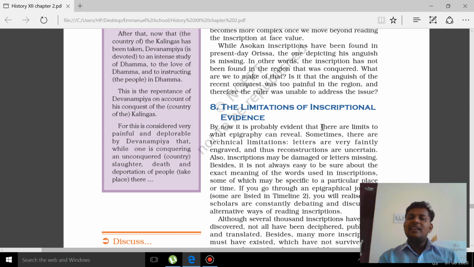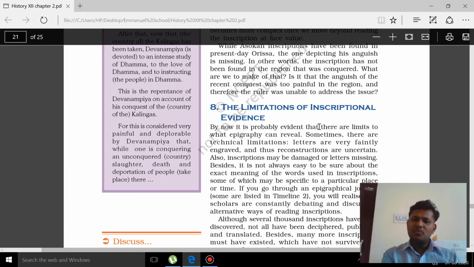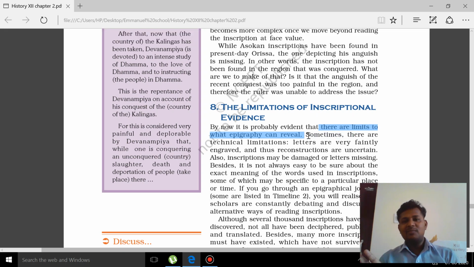ऐसा ही sample paper में या previous question paper में मैंने पढ़ा था कि यही statement था, there are limits to what epigraphy can reveal. ये statement है. Explain, 3 marker. It will not come in a long answer, it will come in only 3 marker because short answer is this. So let me quickly put all the points together. What are the things you need to write?